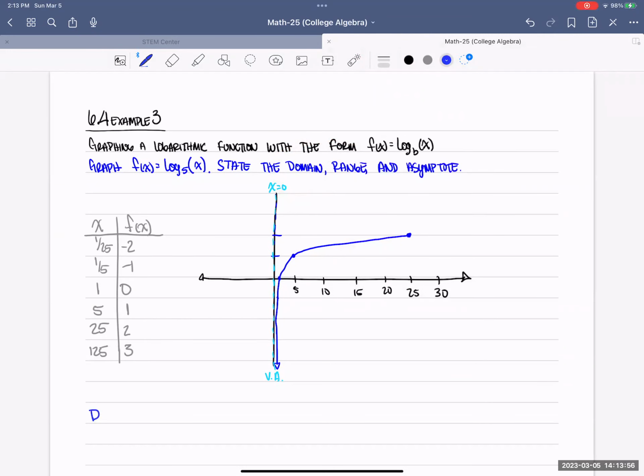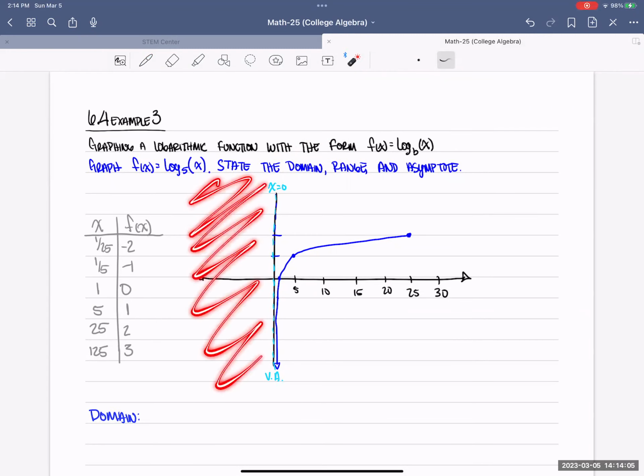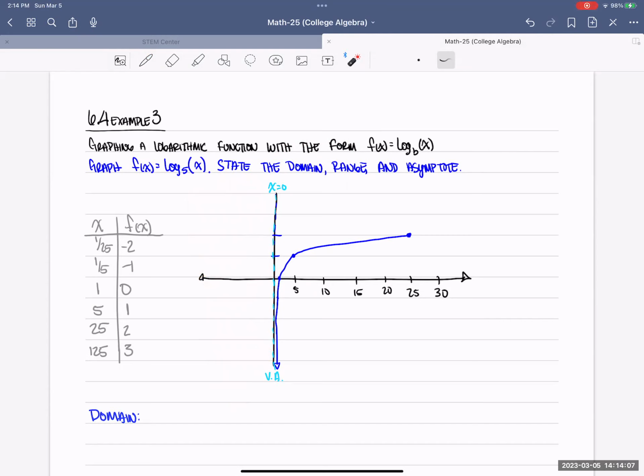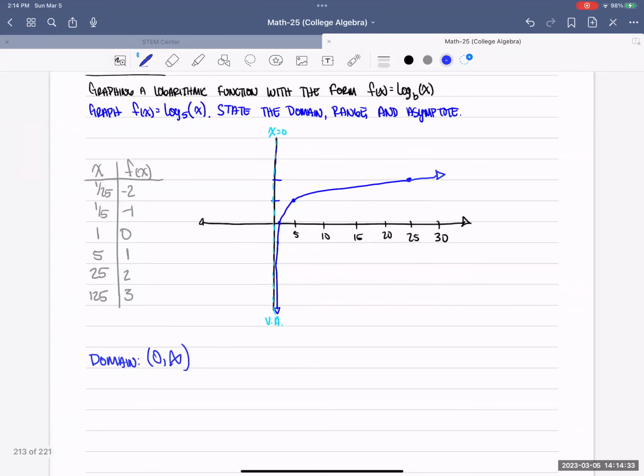So starting with domain. Domain is all of our values that we could input. So it looks like we can't input anything to the left of 0. So we're starting off here at 0, starting off at our asymptote. Parentheses, because we're never going to actually touch 0. So parentheses from 0 all the way up to infinity. Because as we keep going further and further right, our graph goes further and further right and up, even though it kind of doesn't look like it, but it does go up. So that's our domain.